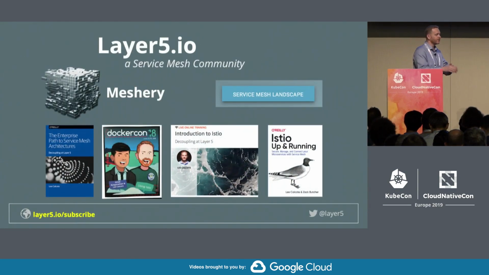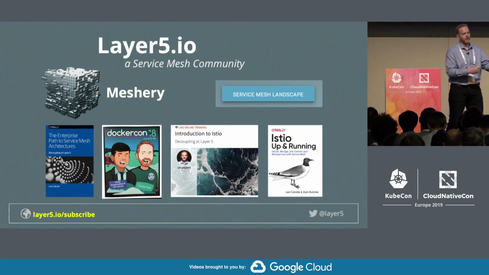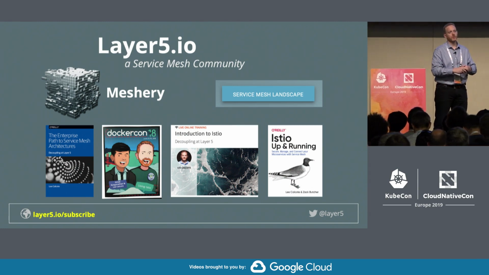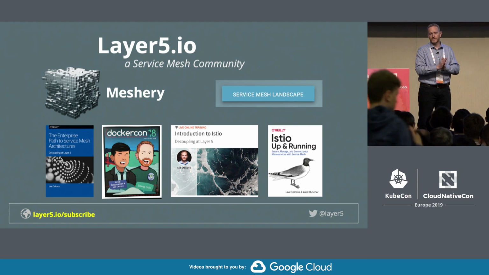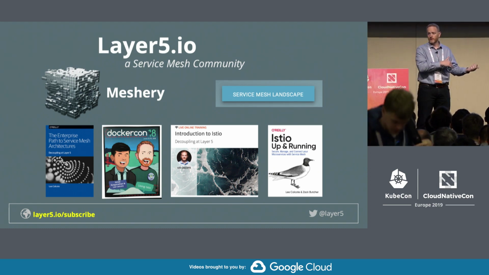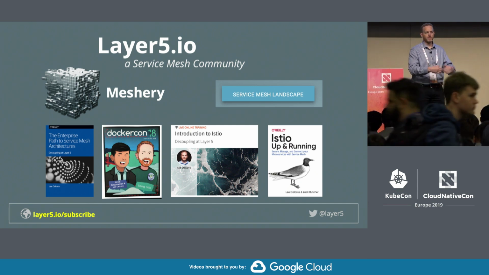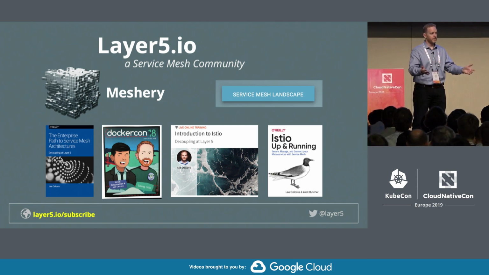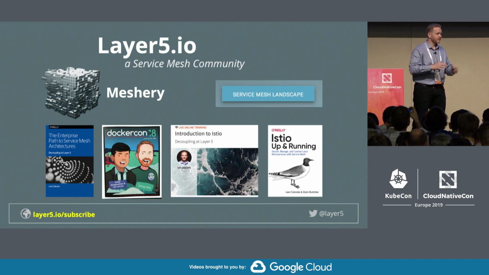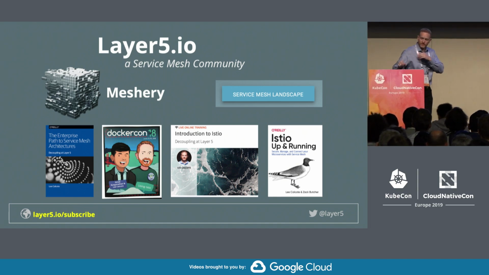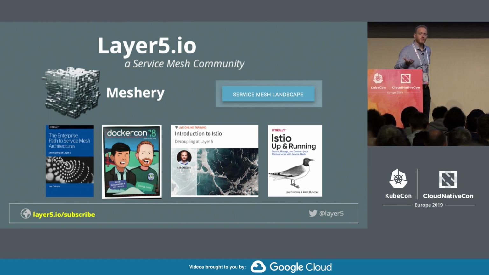The last thing I'll say is if you're interested in the results when they are ready, or if you're interested in just learning more about meshy things, Layer5.io is a service mesh community. It's intended to be a repository of information about meshy things. You'll also find some other free workshops that we've given at these past DockerCon, KubeCons, Velocities. There's the free ebook, the service mesh landscape, and then Meshery itself.